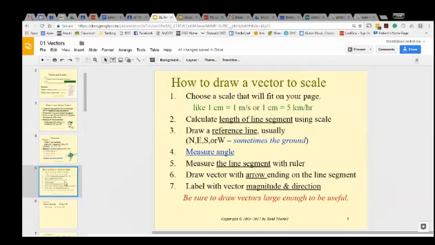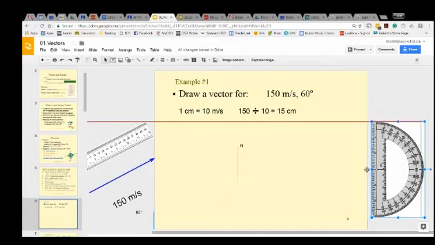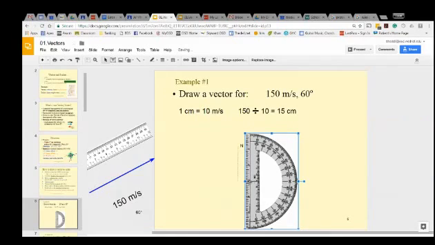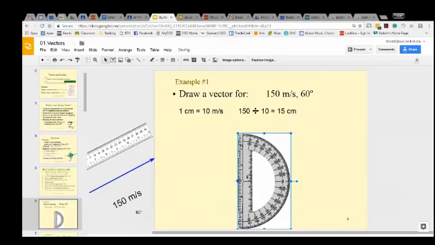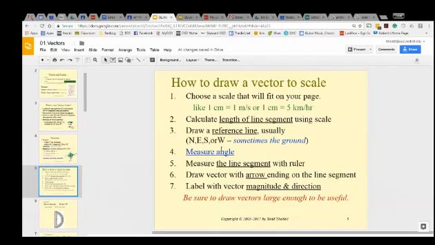We then measure the angle. We take out our protractor and I'm going to put the hole right there, and line it up with the bottom of my reference. It's not really easy, you can't see it well on this, but you know how to use a compass. I then make a small tick mark on the 60, which will be my 60-degree angle. Okay, so I've measured the angle.